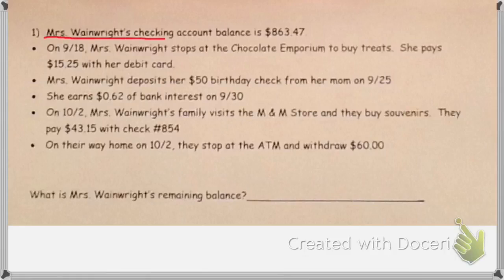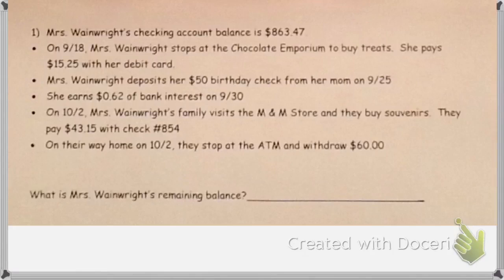I see the very first sentence says Mrs. Wainwright's checking account balance is $863.47. So we're going to turn to our checkbook register, which looks like this, and we write the balance right here on the top right hand corner. So I'll write $863, a decimal right above this line, and 47 cents. That's my beginning balance. Since I found the beginning balance, I'll put a check next to it to show that I'm done with this one. I know I'm moving on to the next section.